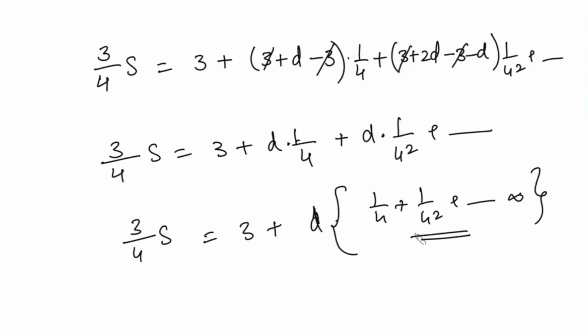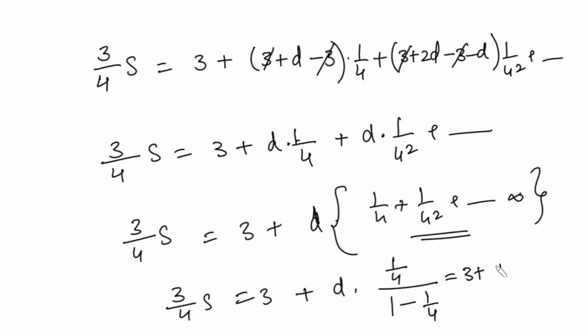This is an infinite GP. And for an infinite GP, the sum of terms is given as A over 1 minus R. A here is 1 over 4, and 1 minus R is also 3 over 4 in this case. If you simplify, this will be 3 plus d times 1 over 4 divided by 3 over 4. 1 over 4 divided by 3 over 4 is 1 over 3. So it's d over 3. So from here we get 3 over 4 S is equal to 3 plus d over 3.